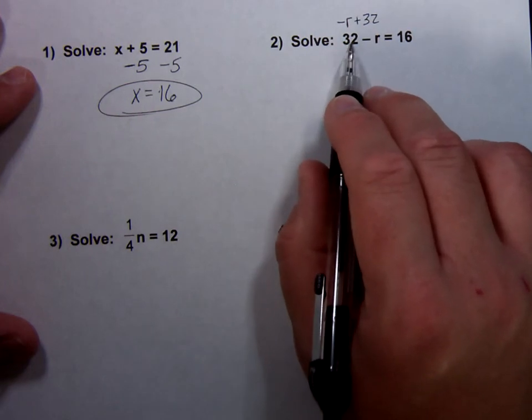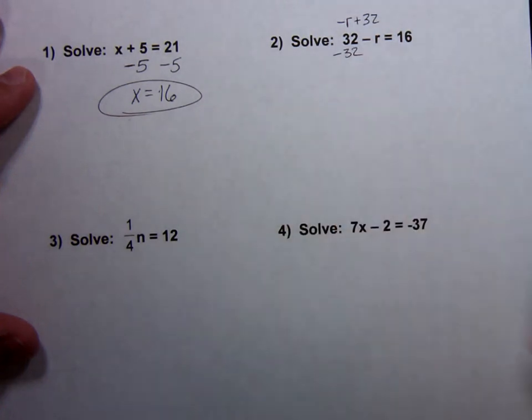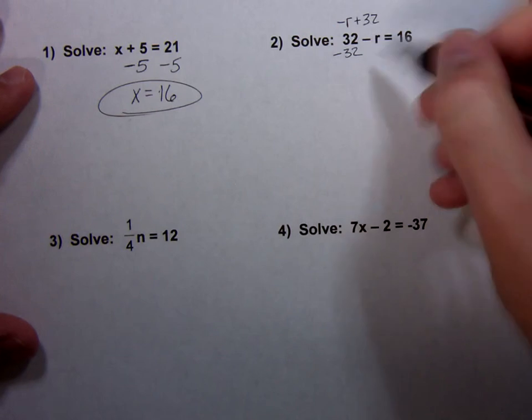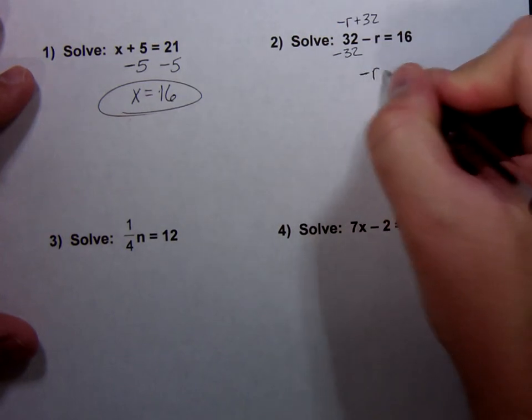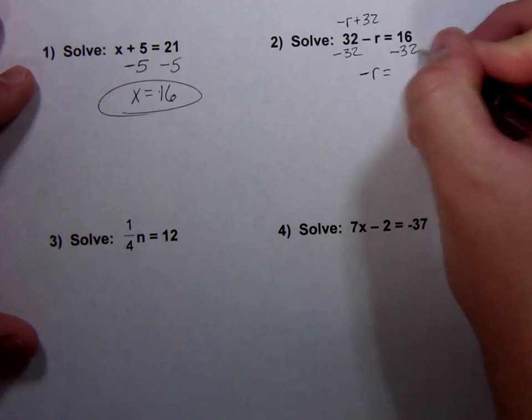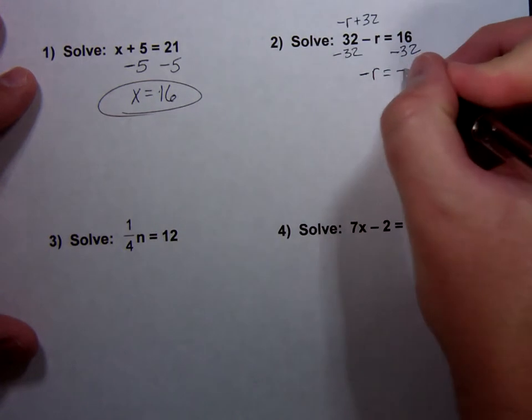So the 32 is a positive 32. It's being added to the situation. If I want to get rid of that 32, I've got to subtract 32. 32 minus 32 is 0. It's gone. Now when I rewrite this, I got to keep that sign though. We didn't do anything to get rid of that. Now if I do an operation on one side, I do the same thing to the other side. So we got 16 minus 32 is a negative 16.